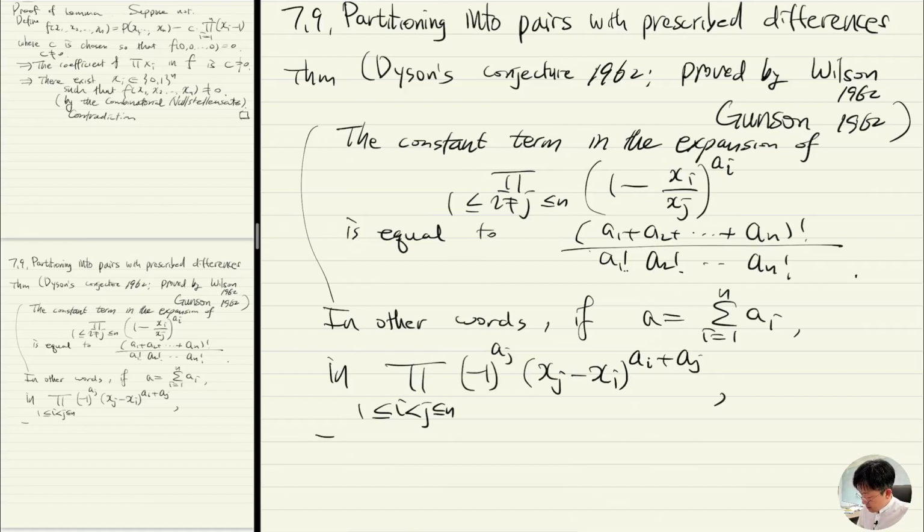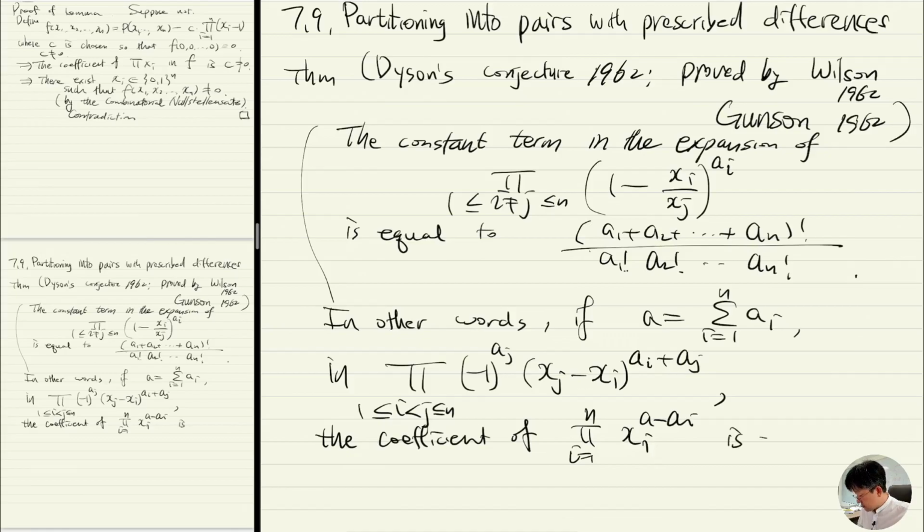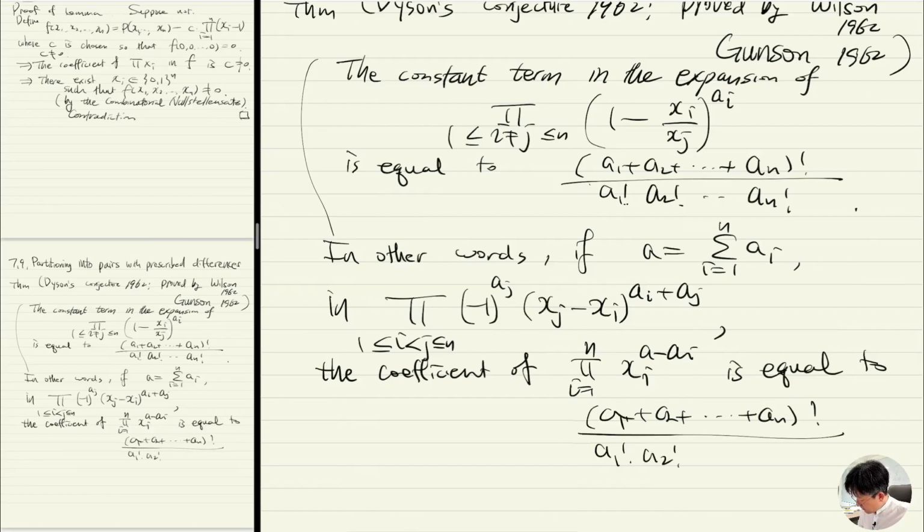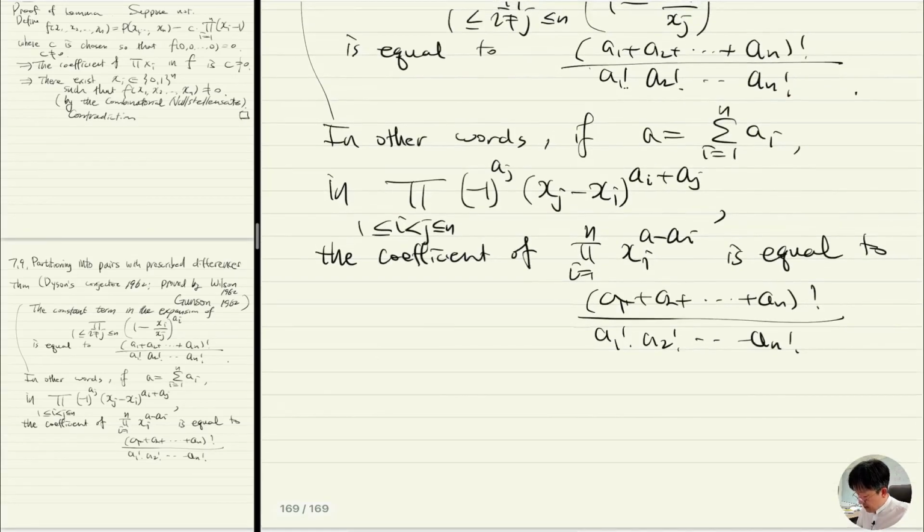In this product, the coefficient of the product of xi to the a minus ai is equal to (a1 + a2 + ... + an) factorial divided by a1 factorial, a2 factorial, ..., an factorial. Okay? So that's Dyson's conjecture. And I'm going to show you a proof by Good in 1970.